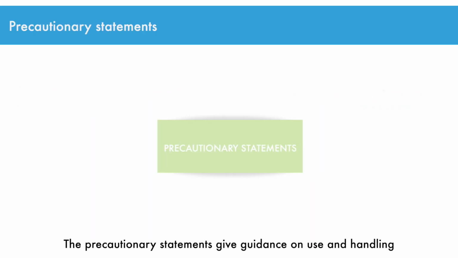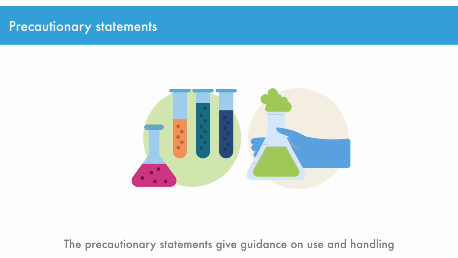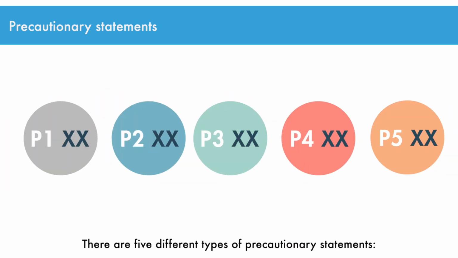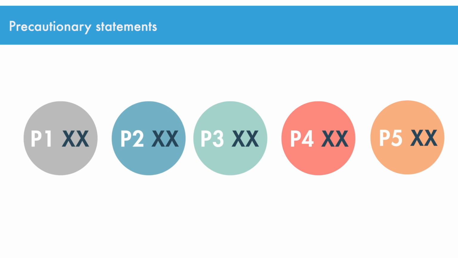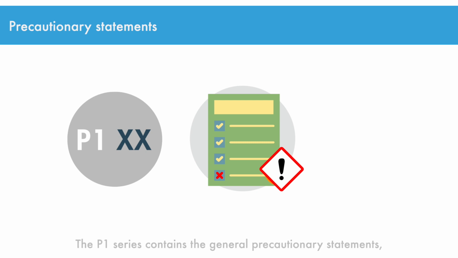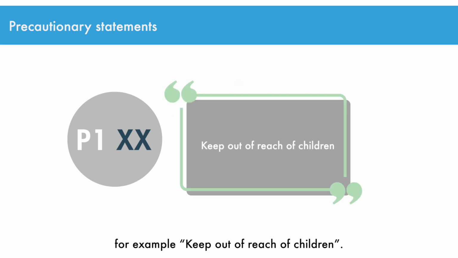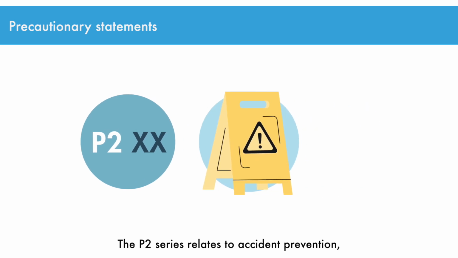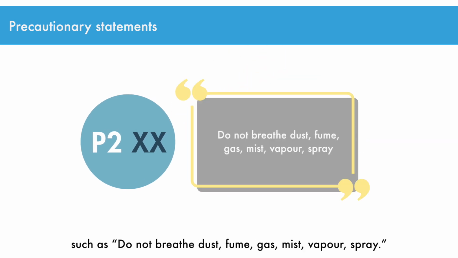The precautionary statements give guidance on use and handling, as well as emergency response. There are 5 different types of precautionary statements. The P1 series contains the general precautionary statements, for example, keep out of reach of children. The P2 series relates to accident prevention, such as do not breathe dust, fume, gas, mist, vapor, spray.